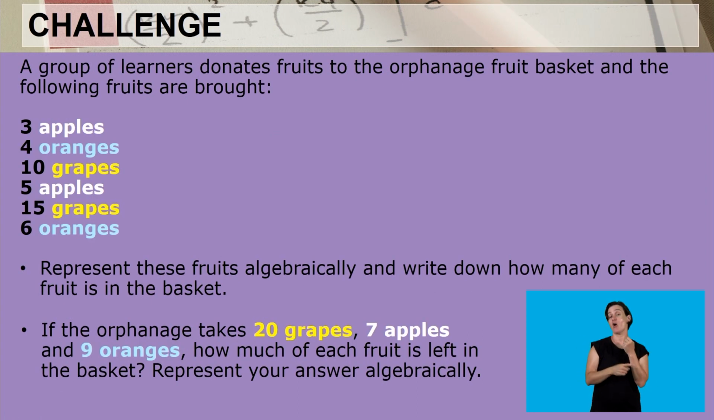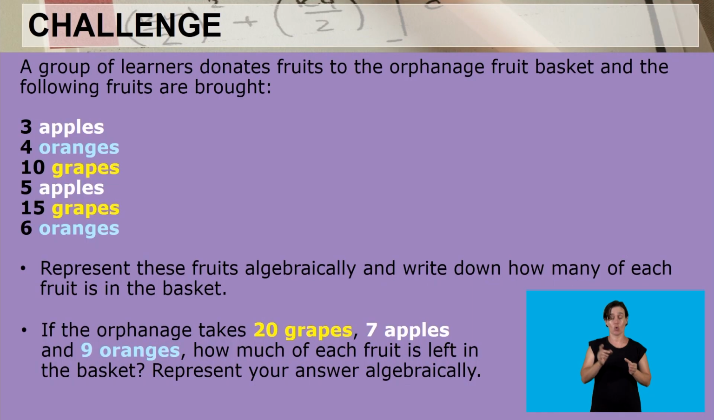Then lastly, let's end our lesson with a nice challenge. So we have a challenge here. It says a group of learners donate fruits to the orphanage fruit basket, and the following fruits are brought. So we have 3 apples, 4 oranges, 10 grapes, 5 apples, 15 grapes, and 6 oranges.